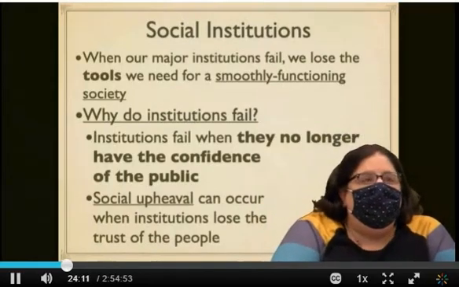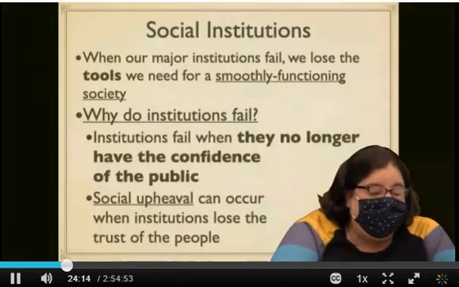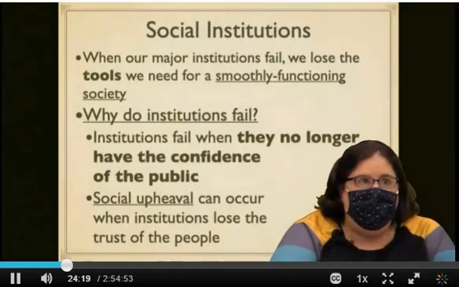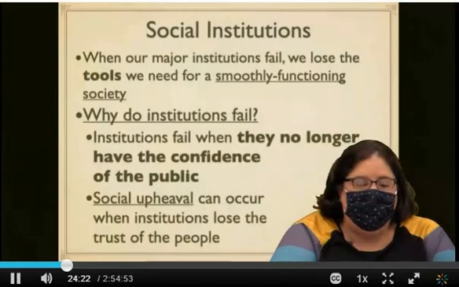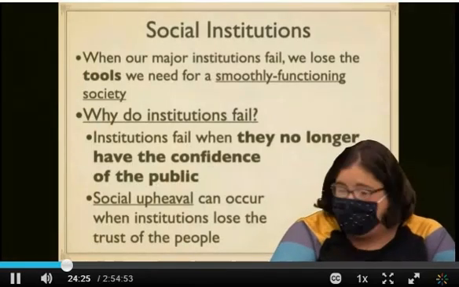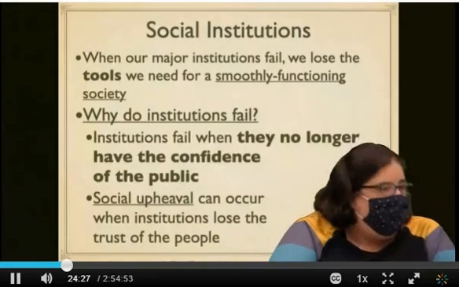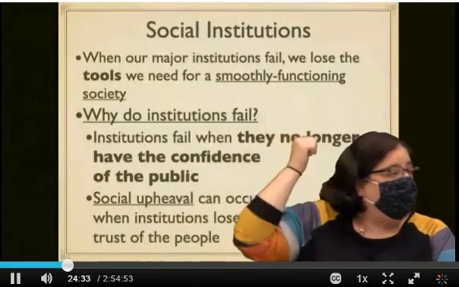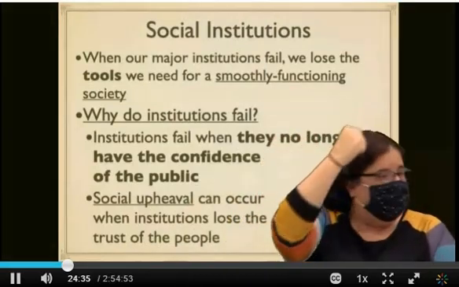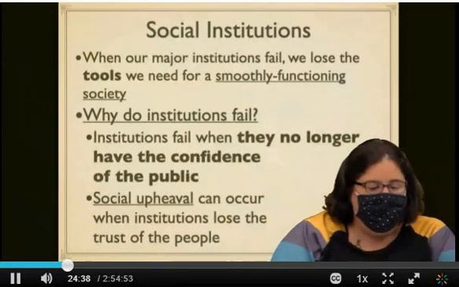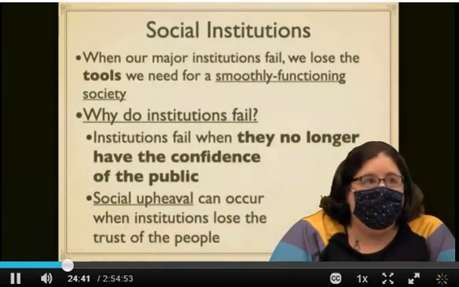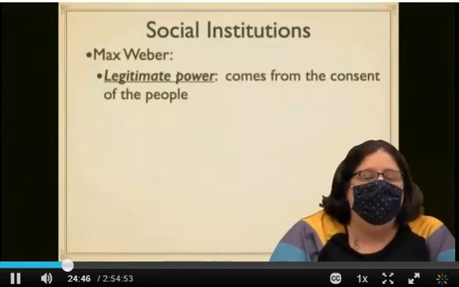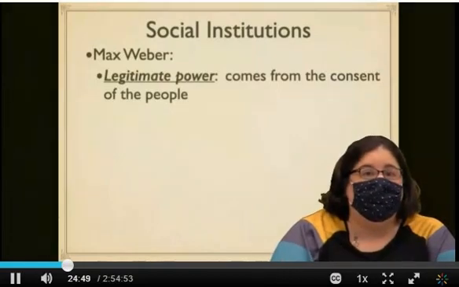Here's the problem. When institutions start to fail, especially things like government, and they've lost the faith of the people, then the only way for them to stay in power is to turn to force, or the threat of force, to keep people following them. If you can't earn people's trust to follow you, you can still use an iron fist to get them to follow you. And so Max Weber, who is a sociologist who studied organizations and politics, he defined these two kinds of power that leaders of institutions can have.